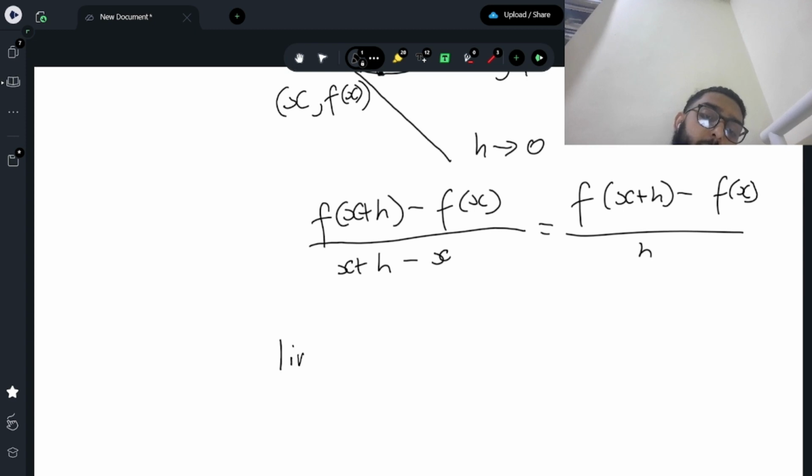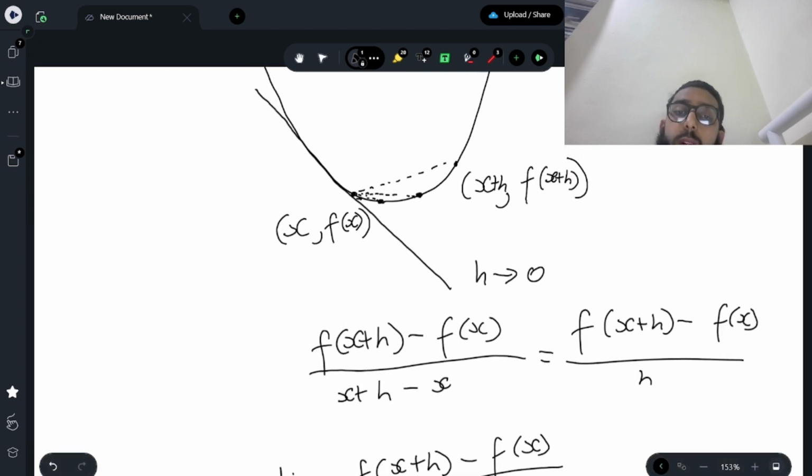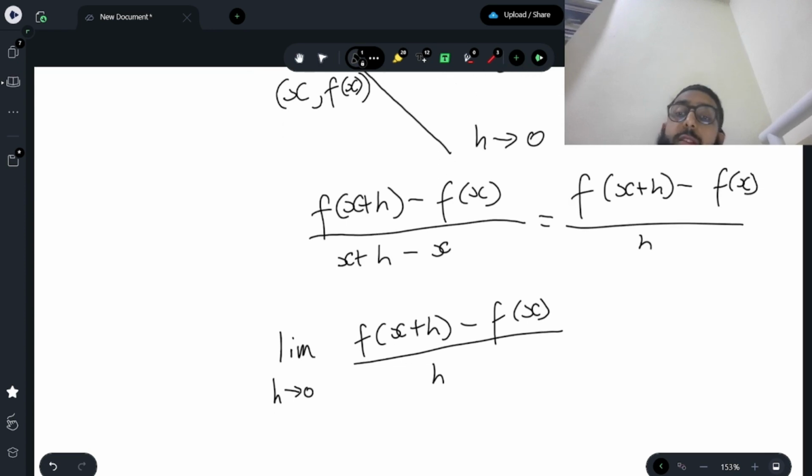So we can do something called a limit. We can take the limit of h approaching 0 of this function. And what this means is this h will get extremely close to 0, but it won't ever actually hit 0, because if it did, we'd be dividing by 0, and mathematicians don't like that. So this h becomes infinitesimally close to 0, and some weird stuff starts to happen.